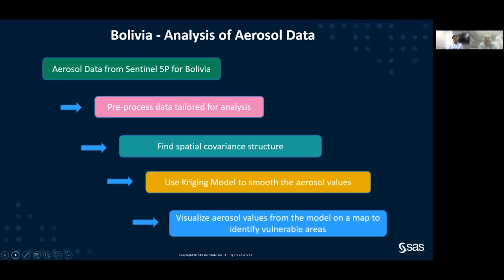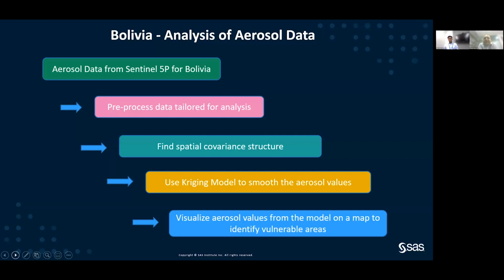From there on, the data was aggregated based on the different regions for Bolivia. And once the data was processed, the next step was to perform geostatistical smoothing. And why do we do that? Because we wanted to reduce the noise in the data. This is an excellent technique to reduce the noise in the data and to interpolate the aerosol values.